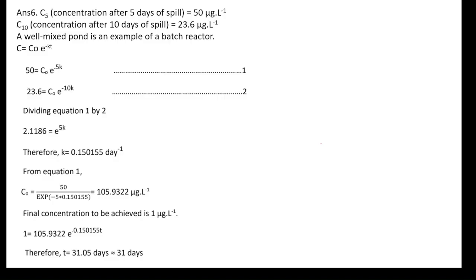By dividing, cancelling C naught, we will get the value of k. Then put it in equation 1 and we will get the value of C naught. And then simply put it back in the equation of a batch reactor and we can get the value of t. Please note this down and let me know if there is anything you don't understand here. Note this down, we'll move forward to the next question.